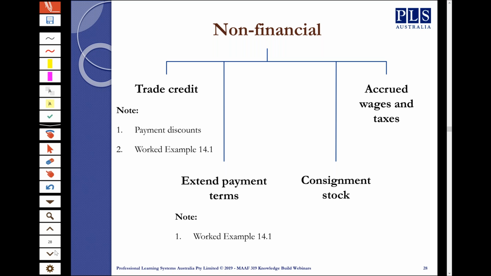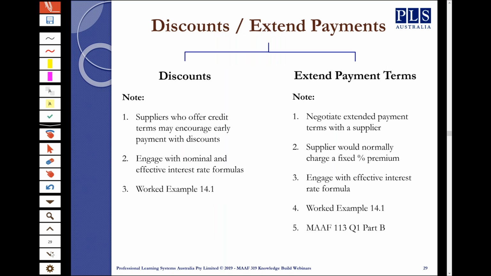You'll note, however, through here that I have reference to the discounted and the extended payment terms. Maybe just pick up on discounts. You'll find that suppliers who offer credit terms may encourage early payments with discounts. So under worked example 14.1, you should engage with your nominal and effective interest rate formulas, noting that you will take the discount if the overdraft rate that you have is less than your effective interest rate. So you don't take the discount if the overdraft is less than your effective interest rate.